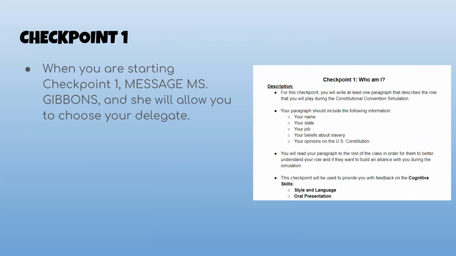pick a random person. Message me, because I'm going to allow you to choose your delegate in the order that you start this project. This way we don't have 25 people all pick Benjamin Franklin, and we have a more interesting Constitutional Convention. So again, make sure you message me and I will allow you to pick from who's left. That means the earlier you start, the more say you have in who you pick. So again, this will be on a first come, first served basis.